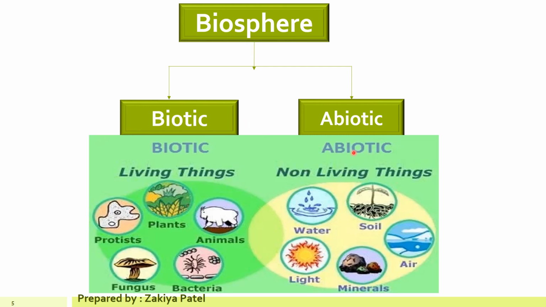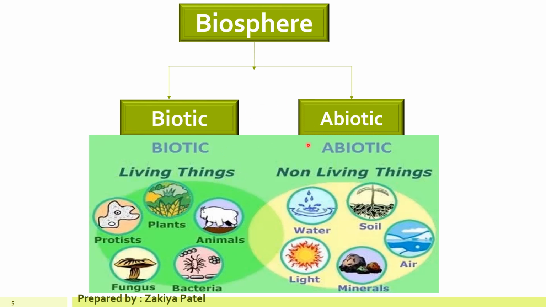Now, which are the abiotic factors? The abiotic factors are non-living things: water, soil, air, minerals, light. These are all non-living things. Yes, dear students, so these non-living things constitute the abiotic factors of the biosphere. Getting it, dear students, what are the biotic and what are the abiotic factors?